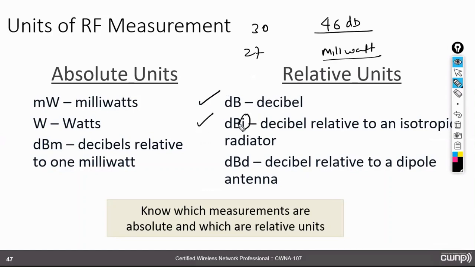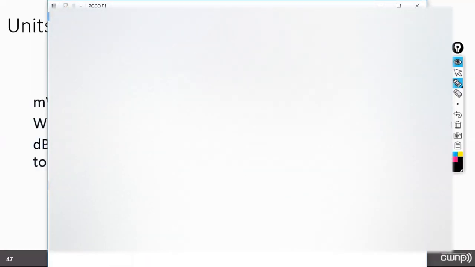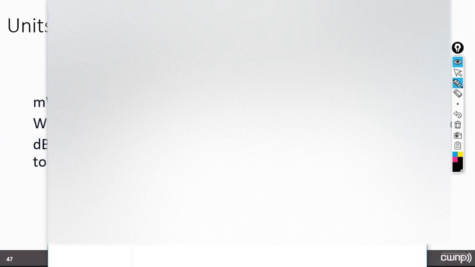The i stands for isotropic. It is actually a theoretical point. dBd is called the dipole antenna. The last d is actually for dipole. Every vendor tries to teach you this, but not in detail like CWNA. CWNA has a good explanation of all the relative units. You can see here on my board all the relative units. You know why? Because those units are used in wireless technologies, right? So CWNA, I can say, will teach you a lot of things.